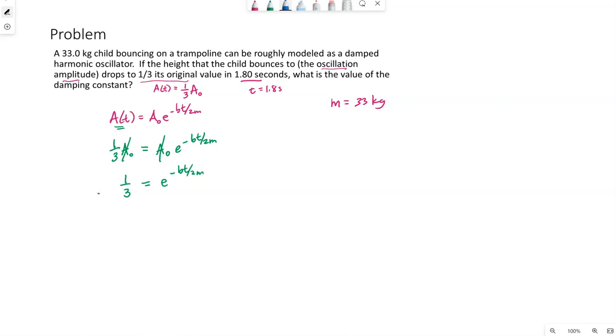Since we have the exponential function by itself, we can take the natural log of both sides, and that will leave us with just the power on the right. We're looking for b, the value of the damping constant. So if I solve for b, I have negative 2m over t that I have to bring over.